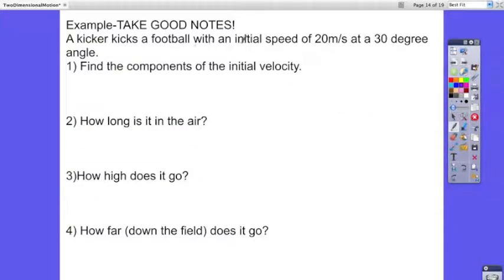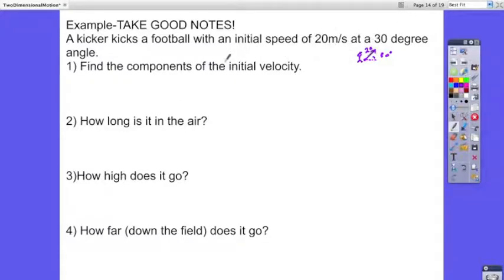A kicker kicks a football with an initial speed of 20 meters per second at a 30-degree angle. So you have a kicker, and here's the ball. And when he kicks that ball, the velocity can be represented by the vector that has a 30-degree angle with the x-axis, and the magnitude of the velocity is 20 meters per second.